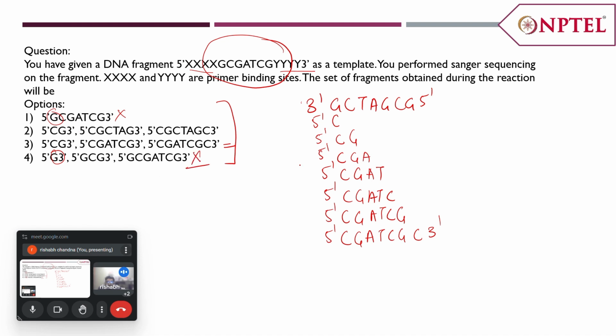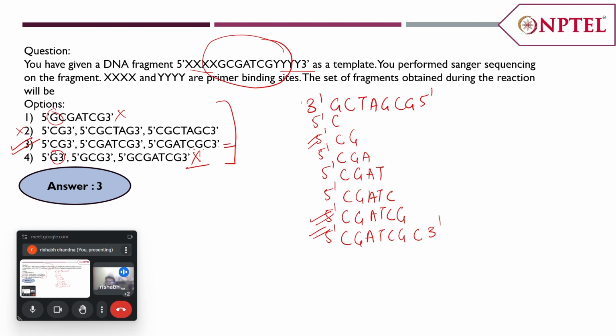Now we have the CG. Okay, so this fragment. Then we have CGA. So CGC cannot come. Okay, so this option is also neglected. Now we have CGA TCG. So CGA TCG, this is the second last fragment. This one, and then we have CGA TCGC. So this was the final fragment. So yes, the correct answer is option number three.